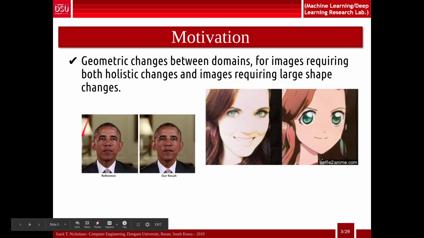And in this other case, the Obama picture, the model tried to generate another image which resembles the reference image of Obama. As we can see here, the reference and the output have no big difference between them. So as we can see between these two cases, the very challenging case is the second one, where the shape has to be changed a lot. So in this work they try to tackle this problem.